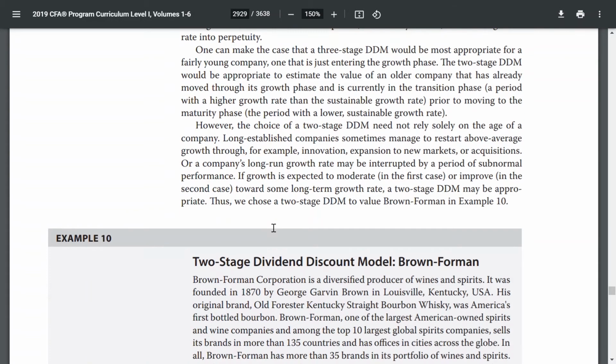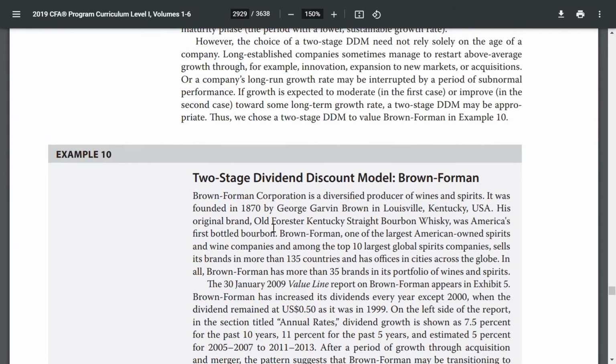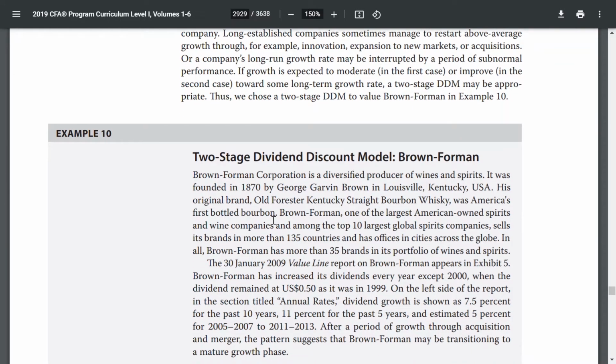a two-stage DDM need not rely solely on the age of a company. Long-established companies sometimes manage to restart above-average growth through, for example, innovation, expansion to new markets, or acquisitions. Or a company's long-run growth rate may be interrupted by a period of subnormal performance, if growth is expected to moderate in the first case, or improve in the second case, towards long-term growth rates. A two-stage DDM may be appropriate. Thus, we choose a two-stage DDM to value a wrong performance in example 10.